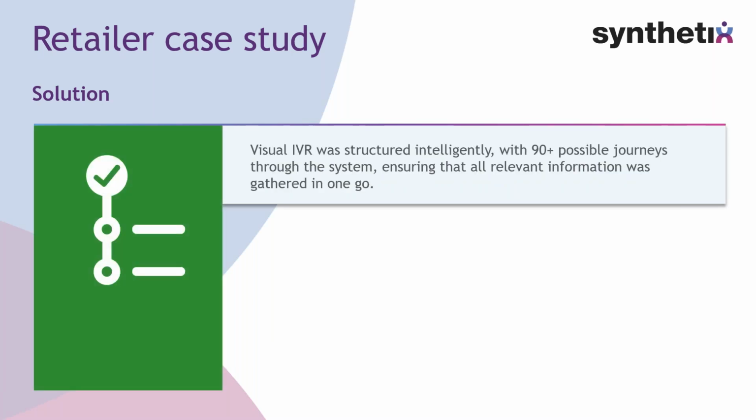And the Visual IVR was structured intelligently. There are over 90 possible journeys throughout the system, ensuring that all relevant information was always gathered in one go. So depending on what the customer tells us, we structure their journey through the form properly, so that if they do get to the end and they do send that email in, there's a couple of things we can do. Firstly, we can structure it to an agent so it's easy to read. They know what the customer needs, and they can go back to it first time and resolve that query.